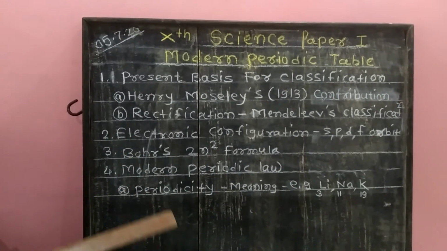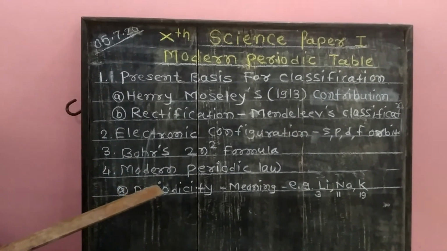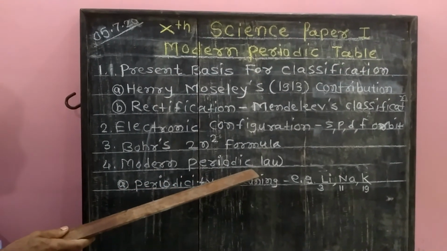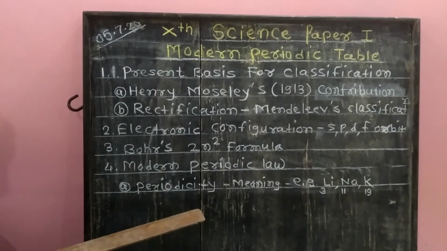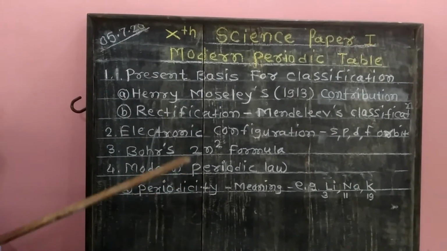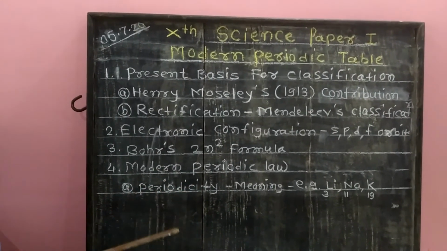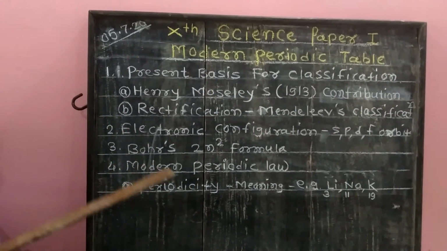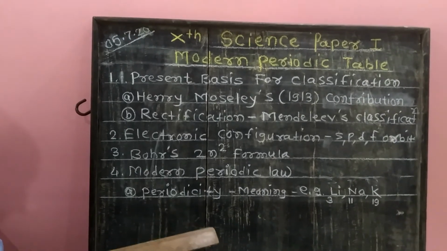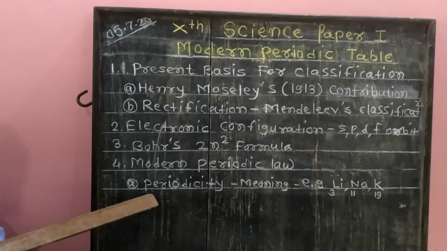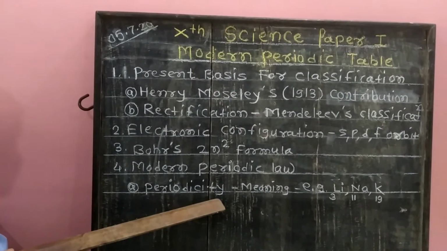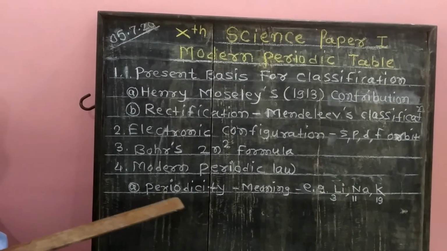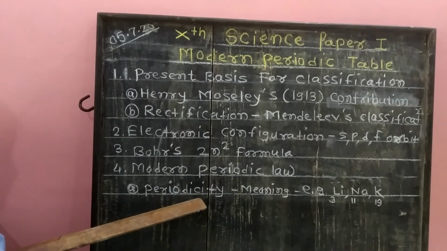Then the modern periodic law. The modern periodic law states that properties are a periodic function of their atomic number. Now here I introduce periodicity. Periodicity means that when the elements are arranged in increasing order of their atomic number, their chemical properties come again after some intervals, that is periodically, and that is why the property is called periodic.